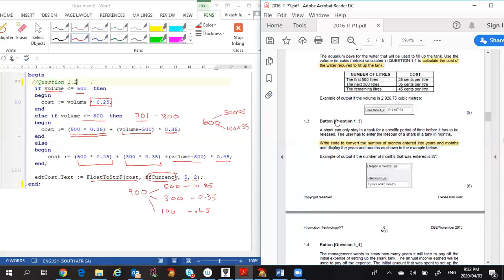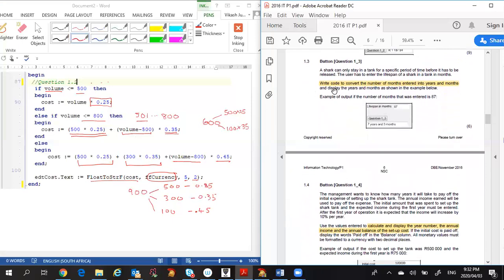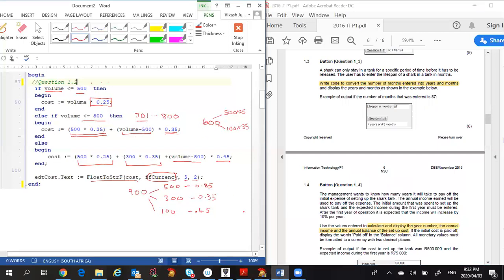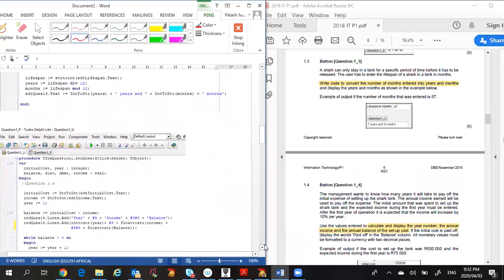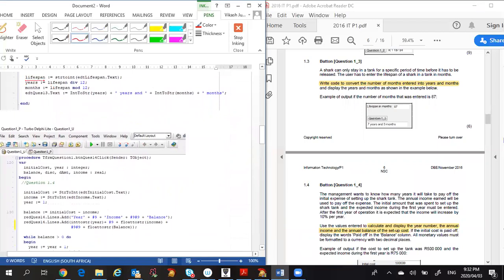In question 1.3, we are required to write code to convert the number of months entered into years and months. So in this case, we input the total number of months that's in a variable lifespan. So we're getting the total number of months that's being input. If we want to know the number of years there are in the total number of months, we take the number of months and div that by 12. Remember, div gives you integer division with no remainder.